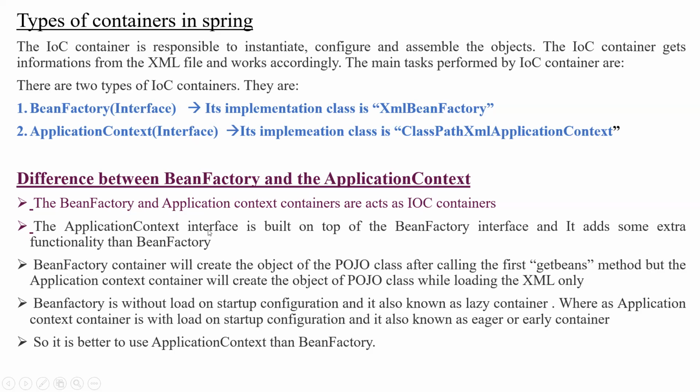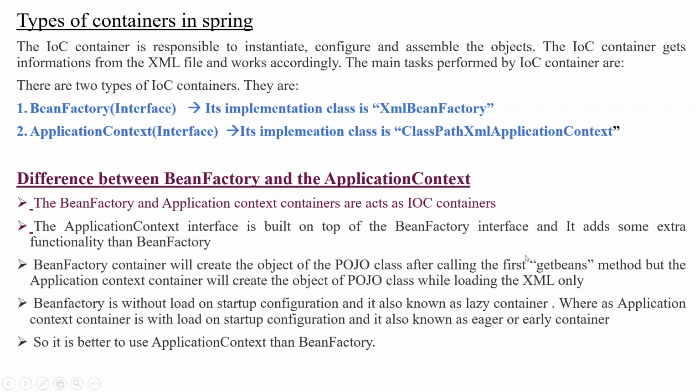The ApplicationContext interface is built on top of the BeanFactory. Before ApplicationContext, we had only one container called BeanFactory. Because we had several disadvantages there, we implemented the ApplicationContext container based on it, and we overcame several disadvantages in the second one. The ApplicationContext interface is built on top of the BeanFactory interface and adds some extra functionality. The BeanFactory container will create an object of POJO classes after calling the getBean method.